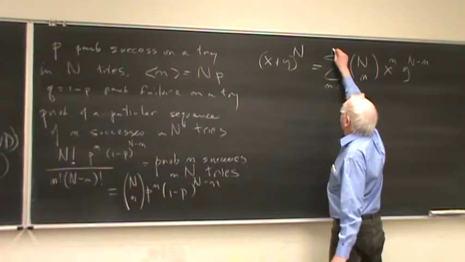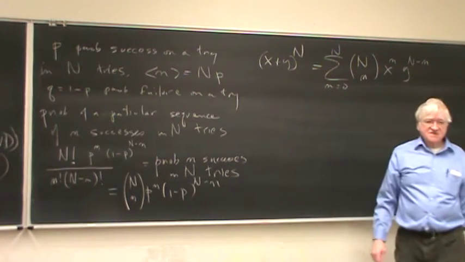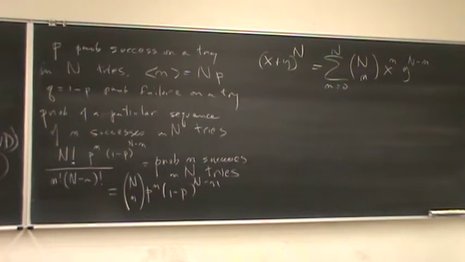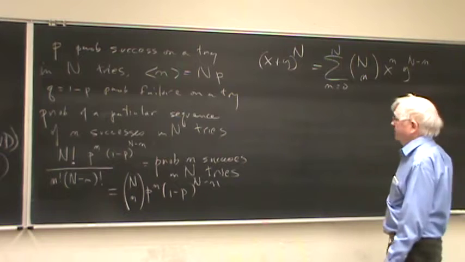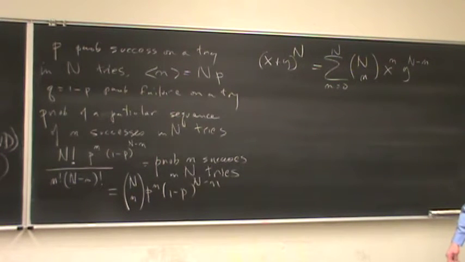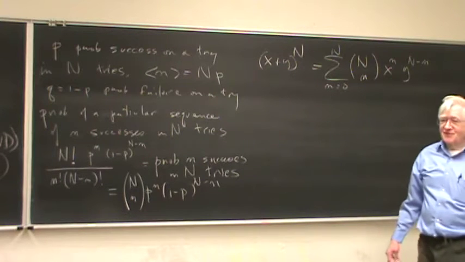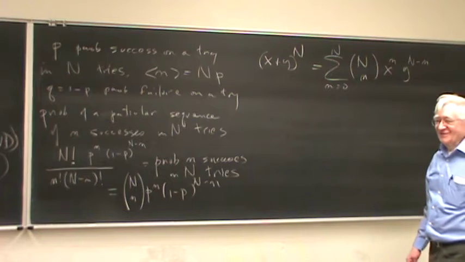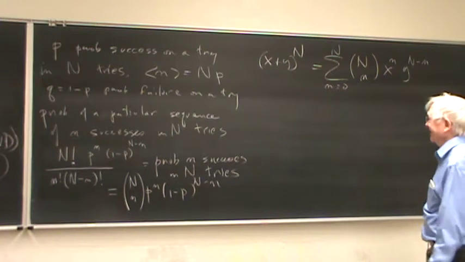N equals 0 to capital N. That's the binomial expansion. You can verify it for n equal to 0 or 1 or 2 or 3, and then you can Google it for the rest of them. Well, I shouldn't say that, but anyway.